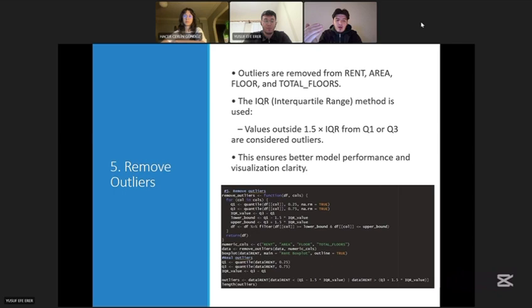To ensure accurate results, we used the interquartile range method to remove extreme outliers from variables like rent, area, floor, and total floors.